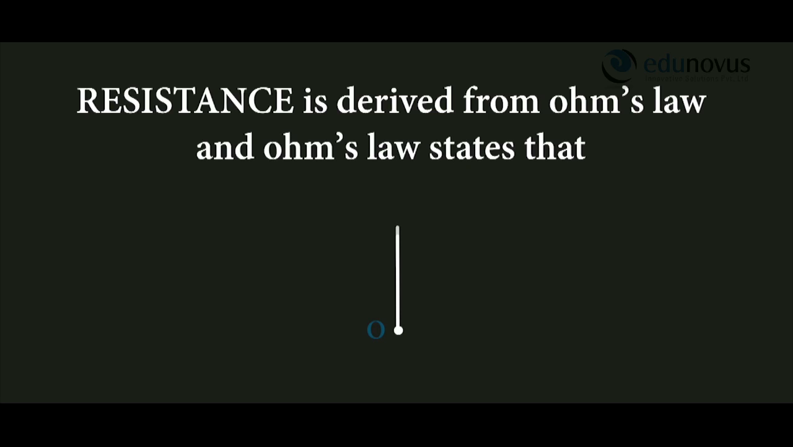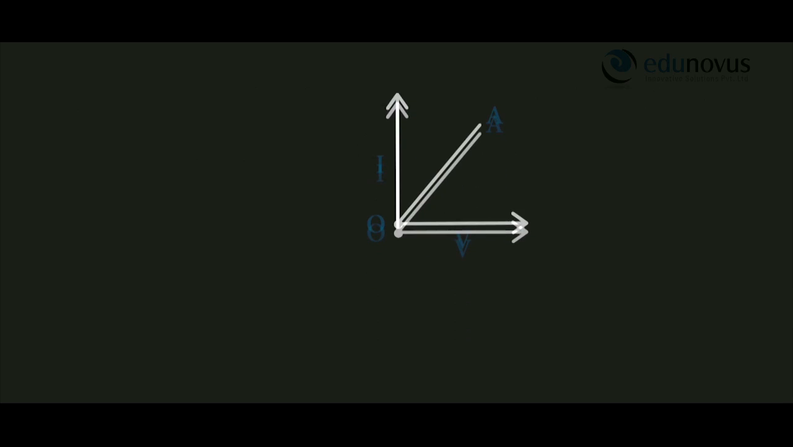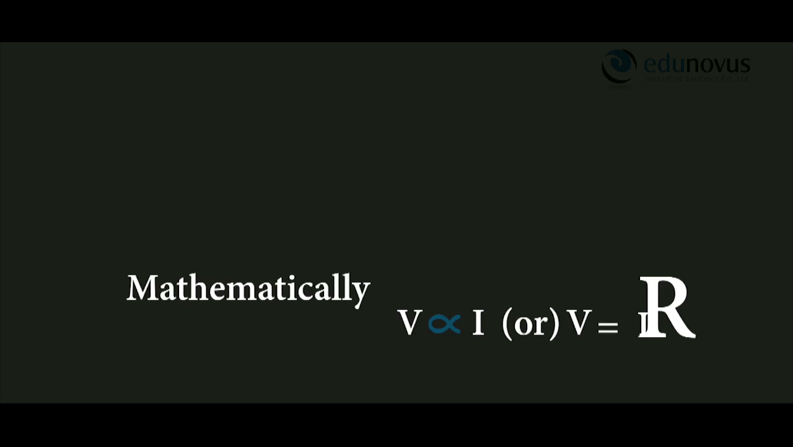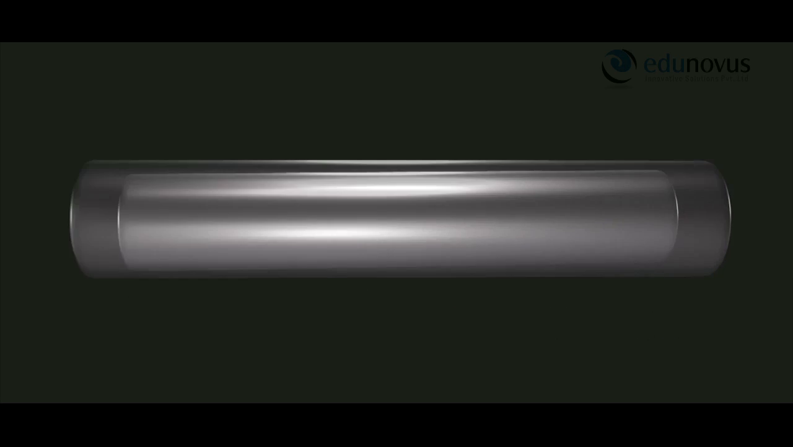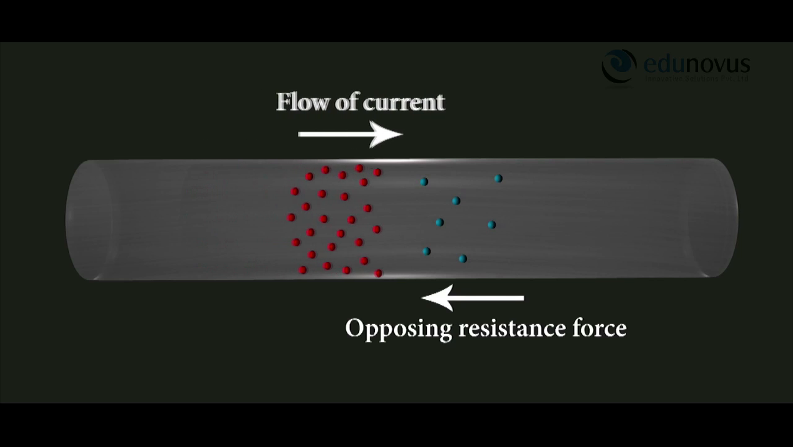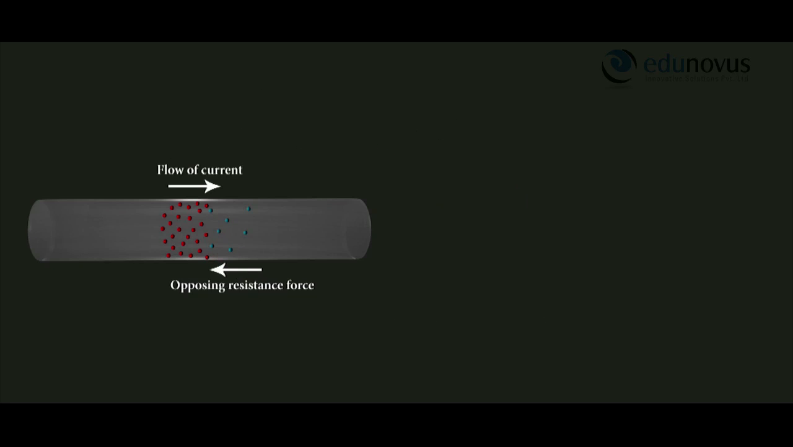Resistance is derived from Ohm's law, and Ohm's law states that under certain conditions, the electric current I flowing through a given conductor is directly proportional to the potential difference V across its ends. V is directly proportional to I, or V is equal to RI, where R is the constant called resistance. In simple words, resistance is a term that describes the forces that oppose the flow of current in a conductor. Let us see a simple example on the concept of resistance.